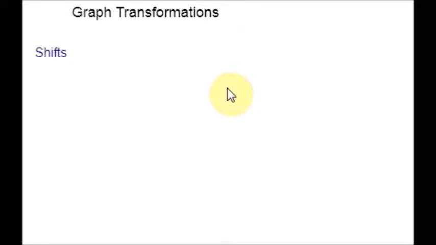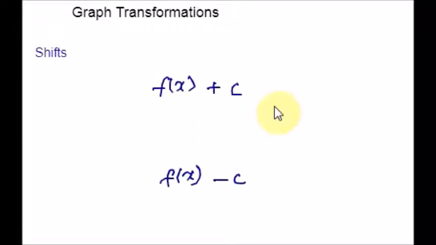Vertical and horizontal shift can be combined into one expression. Shifts are nothing but added or subtracted to the x or f of x component, I mean y component. If the constant is grouped with the x, then it is a horizontal shift. Otherwise, it is a vertical shift. Let's see the rule. If c is a positive real number, the graph of f of x plus c is the graph shifted upwards c units. The parent function will be shifted upwards by c units if plus c is done. And the next one, if c is a positive real number, the graph of f of x minus c is nothing but the parent graph shifted downwards c units.